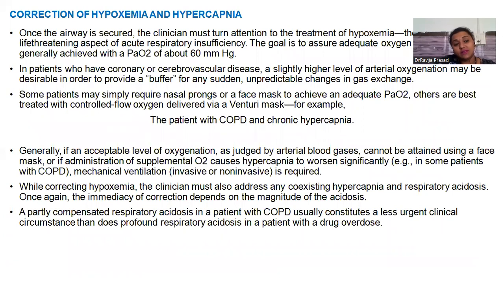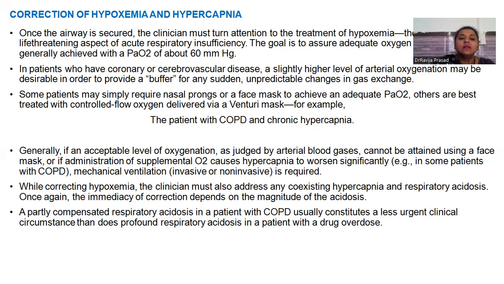Now, the third thing you can go for is the correction of hypoxemia and hypercapnia. Once the airway is secure, the clinician must turn attention to the treatment of hypoxemia, the life-threatening aspect of acute respiratory insufficiency. The goal is to assure adequate oxygenation, generally achieved with a PaO2 above 60 mmHg. In patients who have coronary or cerebrovascular diseases, a slightly higher level of arterial oxygenation may be desirable in order to provide a buffer for sudden unpredictable changes in gas exchange.